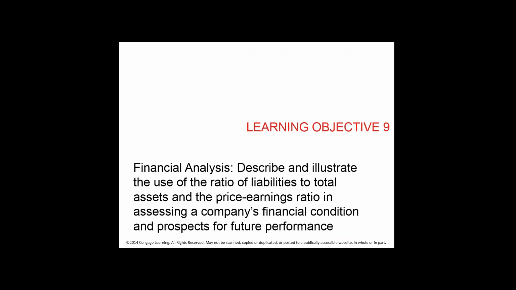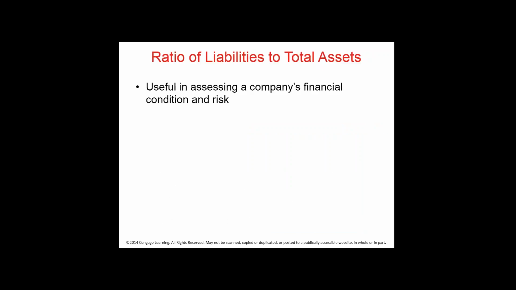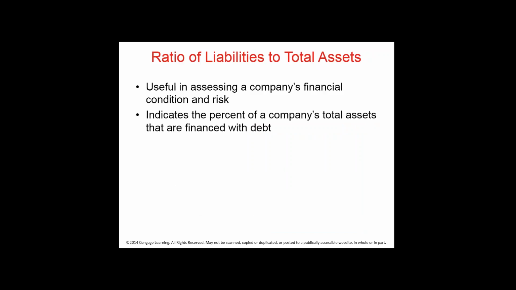Financial analysis. This has to be your favorite part. We're going to first look at the ratio of liabilities to total assets. Do we have enough assets to pay all of our liabilities? And if so, what's the percentage? How much of our assets are we pledging to our liabilities? How much of our assets are financed with debt?